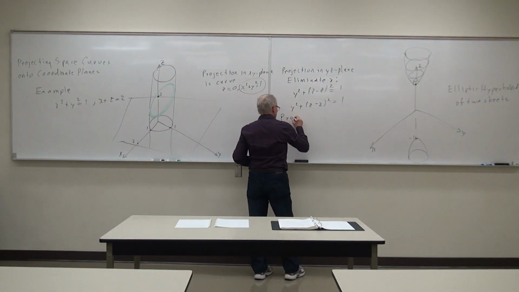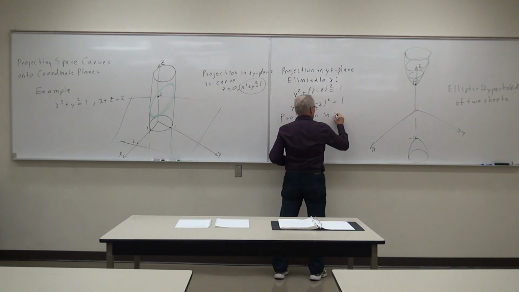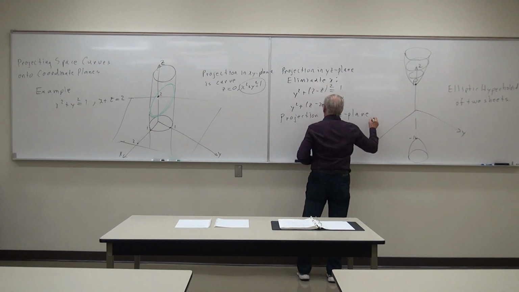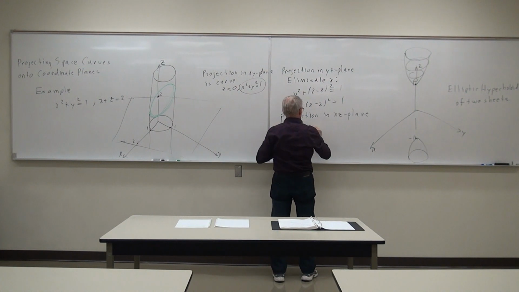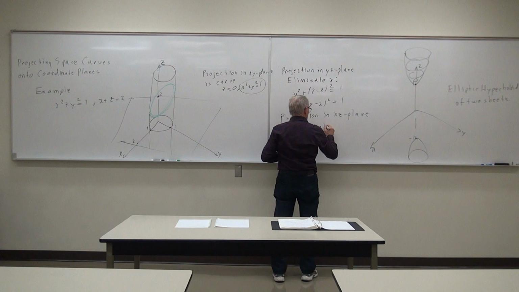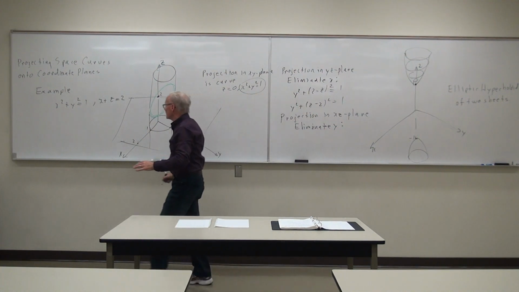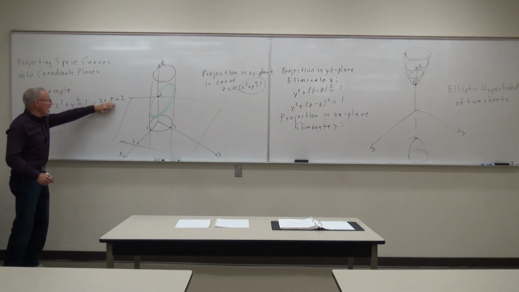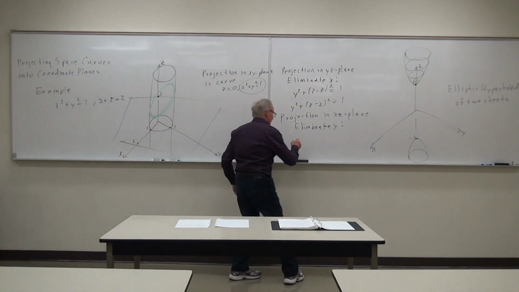Projection in the xz plane. Well, if we follow this, it would say eliminate the y. So you take these two equations and you kill y. Well, this guy has no y's in it, so it's x plus z equal to 2.